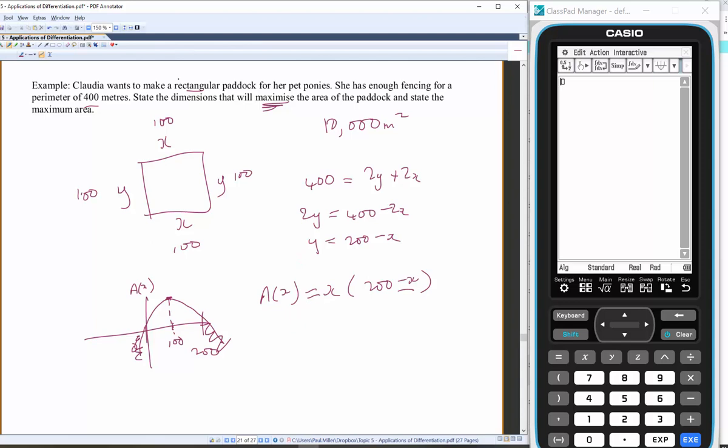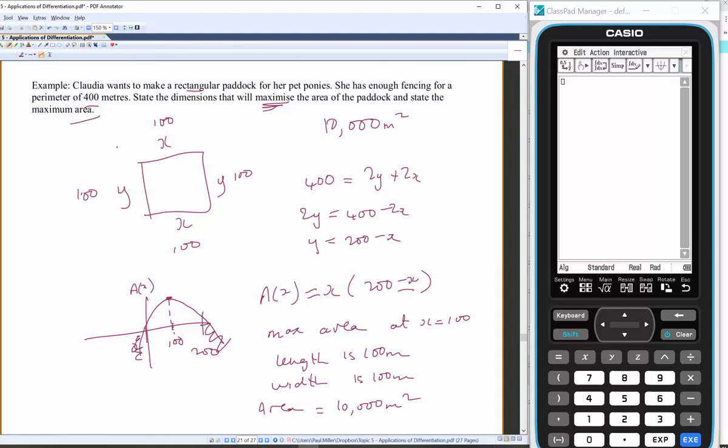How are we going to state the dimensions? We don't even have to show all the working out here. So I'm just going to say max area at x equals 100. So the dimensions, length is 100 meters, width is 100 meters, and area equals 100 by 100, which is 10,000 meters squared. All right, so there it is.